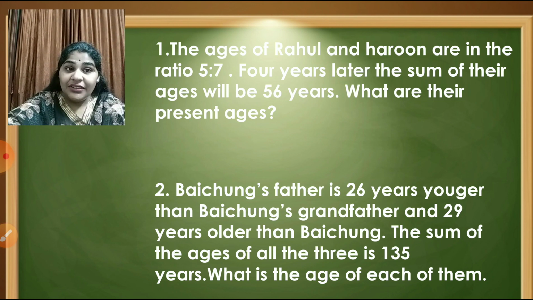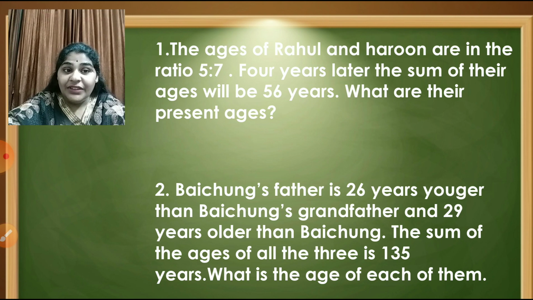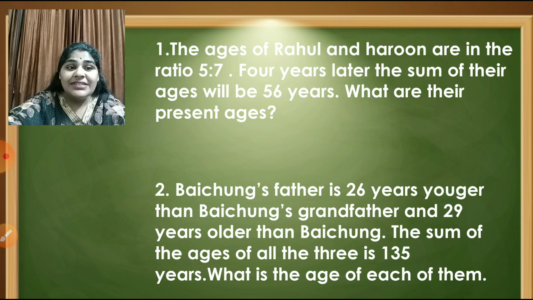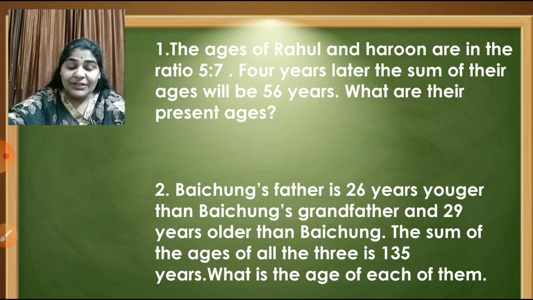Then, Baichung's father is 26 years younger than Baichung's grandfather and 29 years older than Baichung. The sum of the ages of all the three is 135 years. What is the age of each of them? So you can have a practice by solving this.